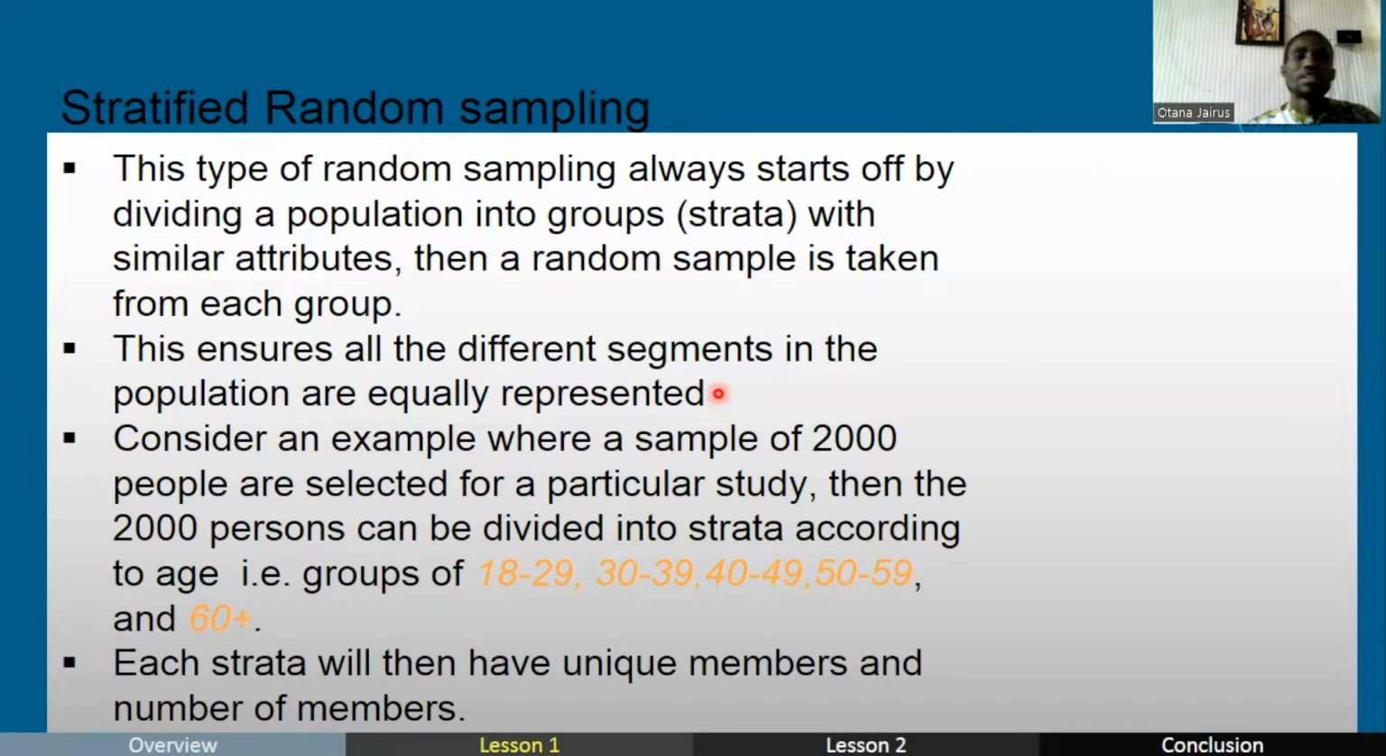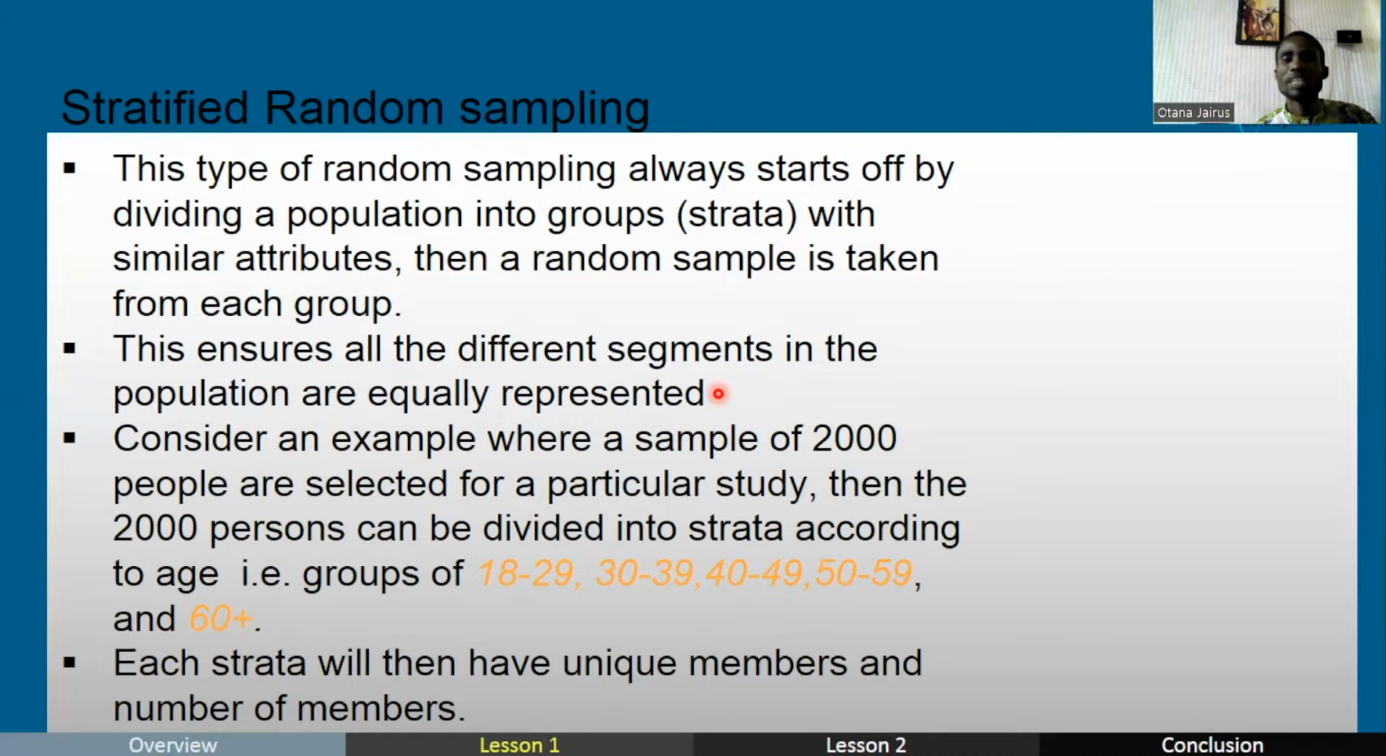Another example of random sampling is stratified random sampling. This type of random sampling always starts off by dividing a population into groups, and these groups are called strata. Every strata has a similar attribute. Then a random sample is taken from each group. After you have divided the whole population into strata, you take a sample from each group. That is what we call stratified random sampling. This ensures that all the different segments in the population are equally represented.